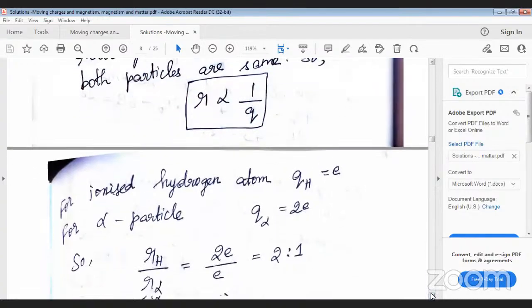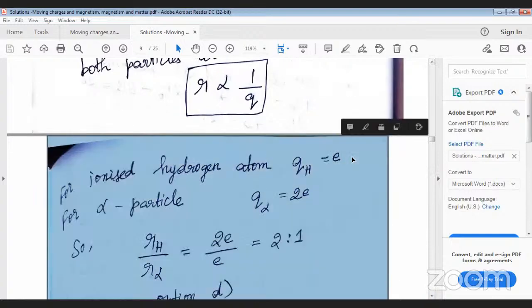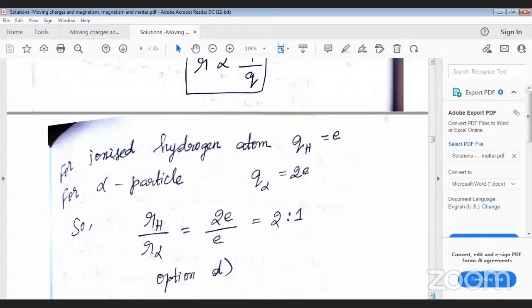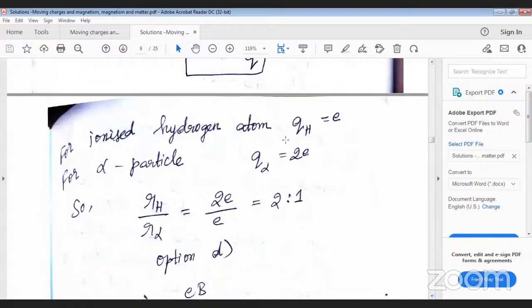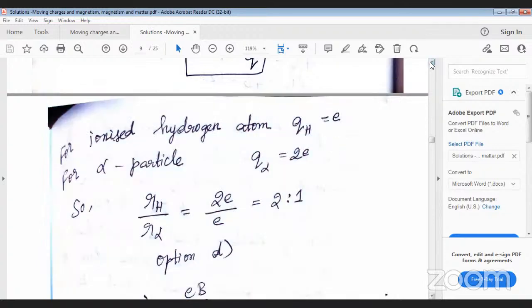For ionized hydrogen atom, what is the charge? It is simply the charge of the proton. Because ionized hydrogen means you remove the electron from hydrogen. When you remove the electron from hydrogen, it will become H plus. That means it has only one proton, and the charge of the proton is E. For alpha particle, you have 2E.